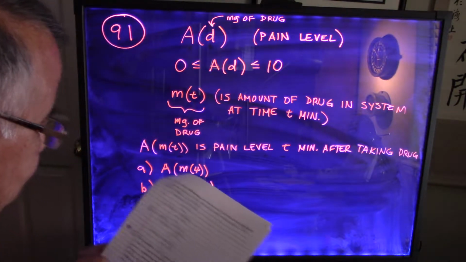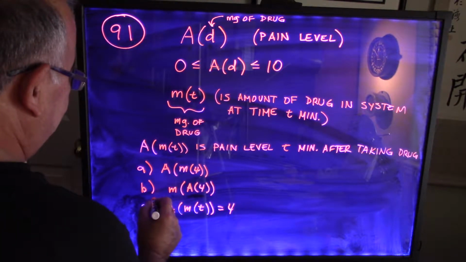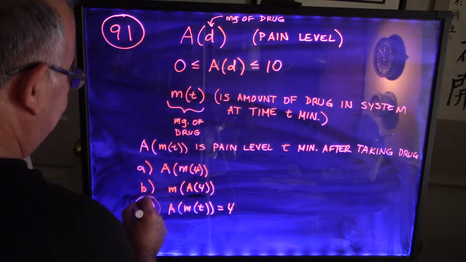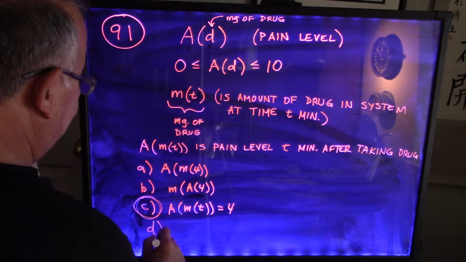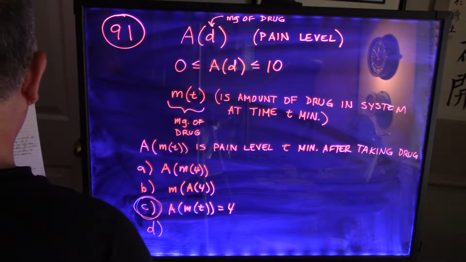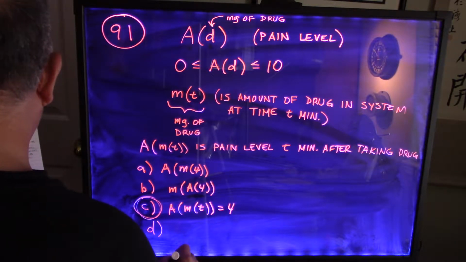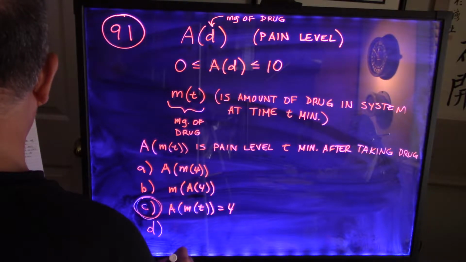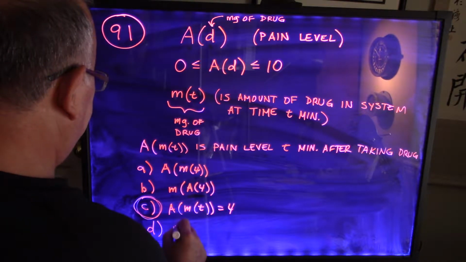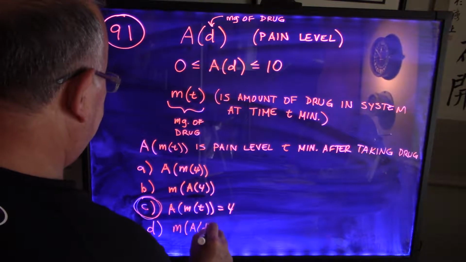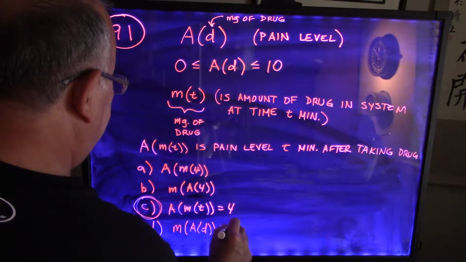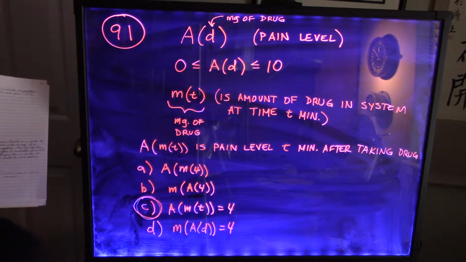All right? Well, we know this is going to be the answer, right? That works. I'm assuming only one answer is correct, but let's look at the last one just for kicks. Solve A of D equals 4. Oh, M of A of D. M of A of D. If you solve that, are you going to get what you want?